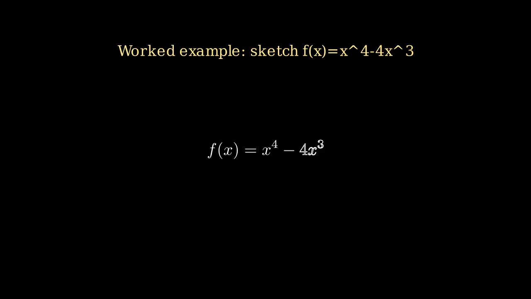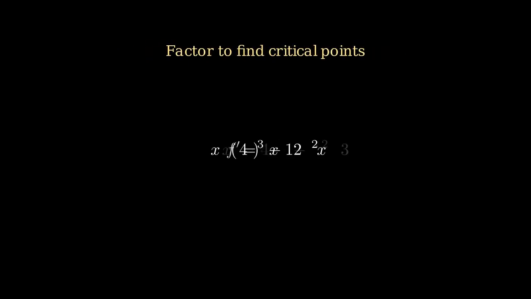Let's put this into practice by sketching f of x equals x to the fourth minus 4x cubed. First, we find the first derivative. f prime of x equals 4x cubed minus 12x squared. Factor that: 4x cubed minus 12x squared equals 4x squared times the quantity x minus 3. Setting this equal to 0 gives critical points at x equals 0 and x equals 3.